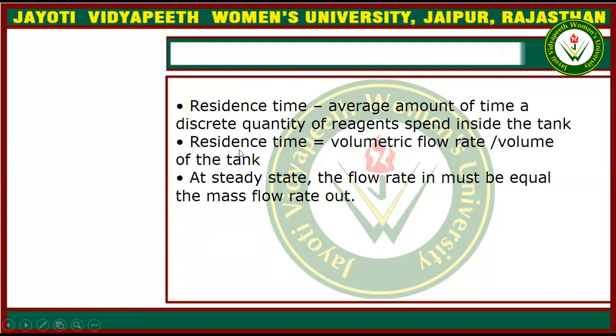And how do we calculate this residence time? We calculate the residence time by dividing the volume of the tank by the volume flow rate. Suppose that we are adding 200 ml of media, and the volume of the tank is 2000 ml. So what will be the residence time? The residence time will be 1 by 10.